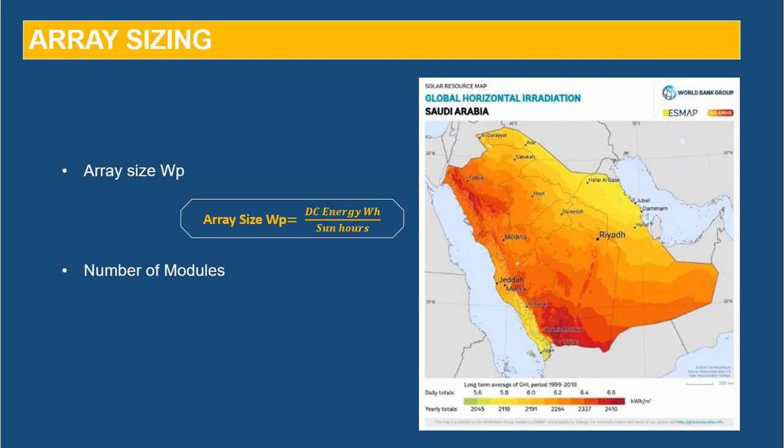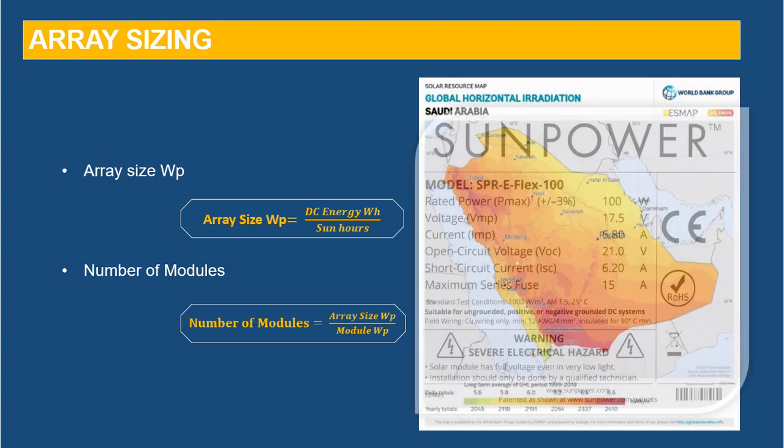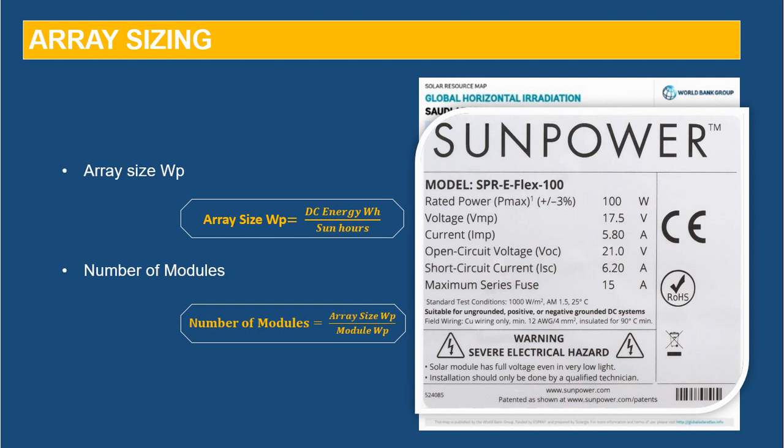The second important thing is to know the number of modules of your array. And we can know this by dividing the array size in watt peak over the module wattage. By this, we should select the type of our module, and we should know their specifications. And here is a snapshot for a module, and there is specific information, and there is more detailed information in each datasheet.